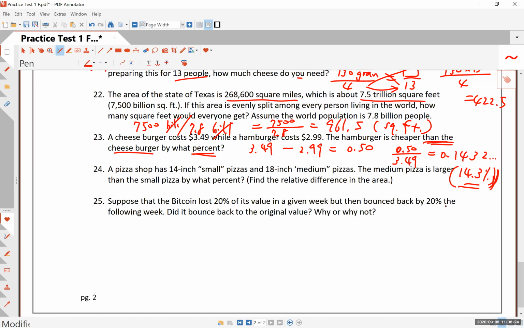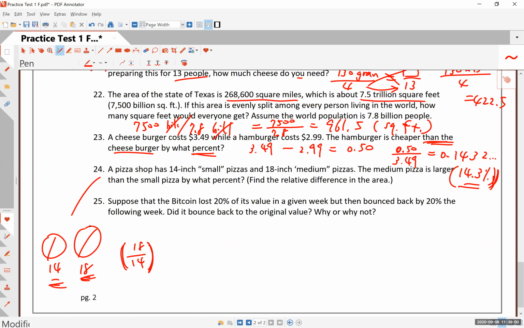Number 24, second to the last question. The pizza shop has 14-inch small pizzas and 18-inch medium pizzas. The medium pizza is larger than the small pizza by what percent? So what you have to do is this. Find the ratio of 18 to 14, and that's going to be bigger than one, of course. And so that is the ratio of the medium pizza to the small pizza in terms of dimension.